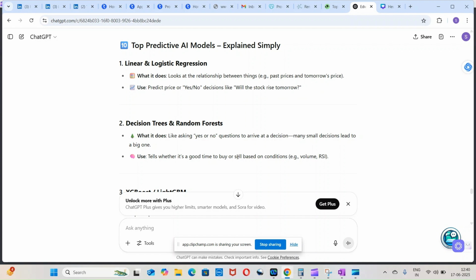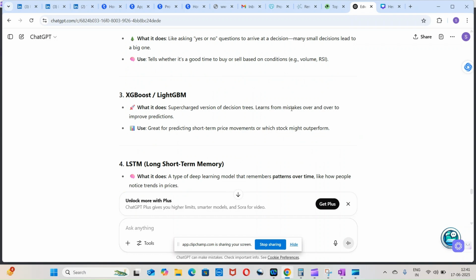The use of this model is that it tells us whether it's a good time to buy or sell based on conditions. For example, volume and RSI: if the volume is high, you may say let's buy it. That is one decision tree. And if RSI is above 60, let's buy it, or like that. That sort of small decision leads to a bigger decision. And a random forest will involve many other parameters to come to a decision, is what a random forest is.